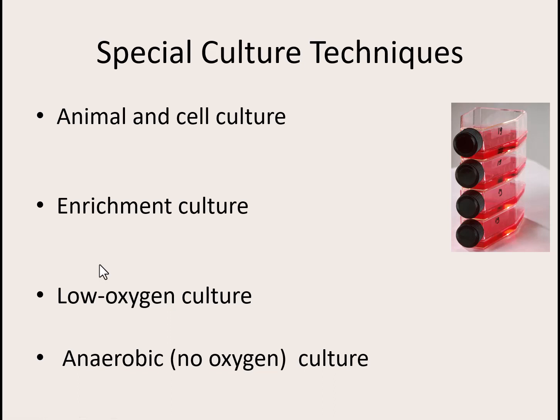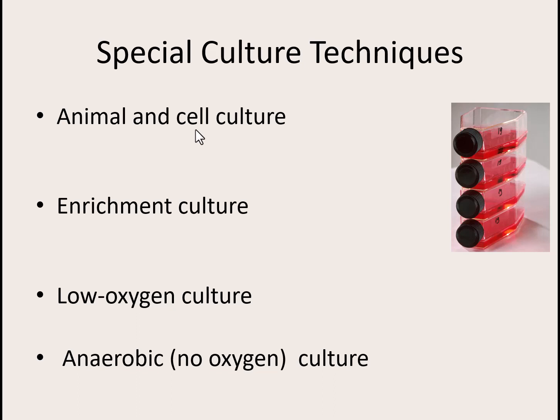Cell cultures. We know there's one organism, viruses, that require cells to grow. So if we want to grow viruses in a lab, we first have to grow cells in the lab and then inject the virus, or at least expose the viruses to the cells, and then the cells become virus-producing factories.